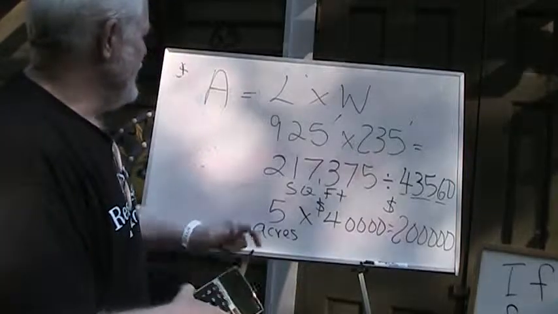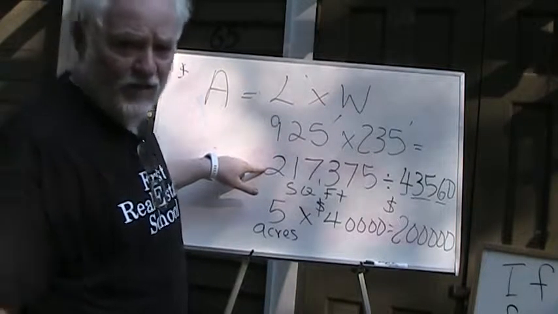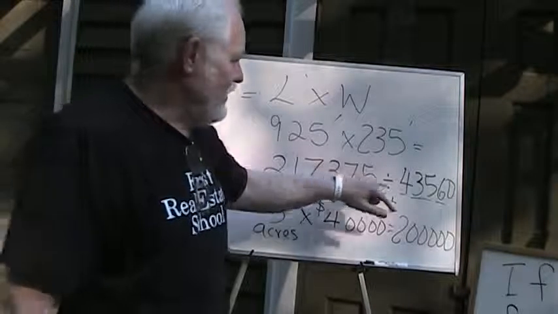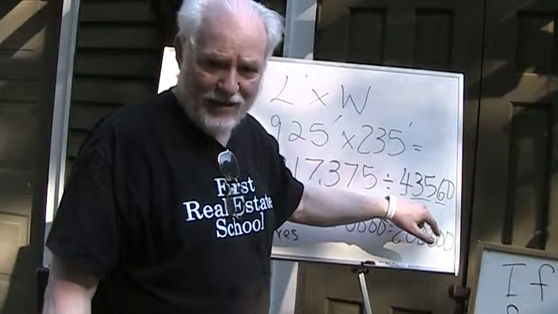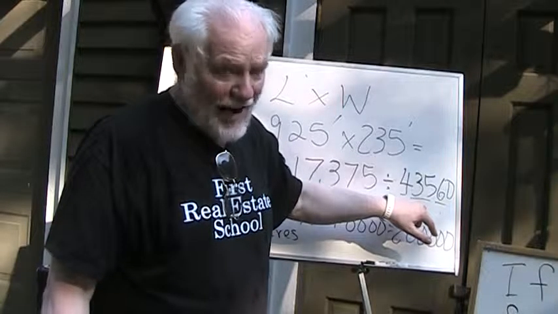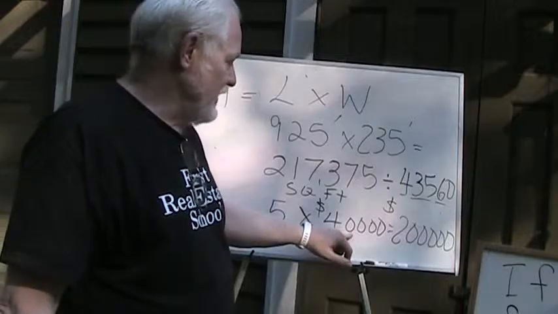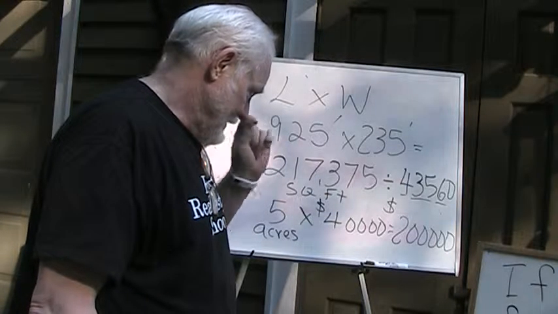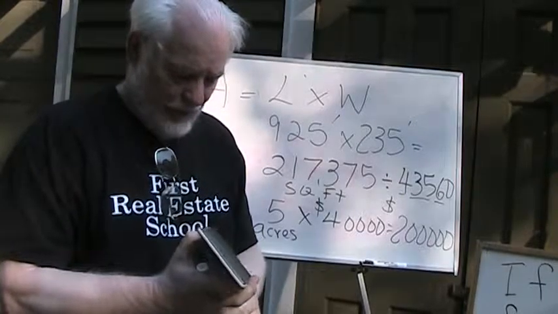So we took the length times the width to give us the total number of square feet in the property. We divided that by the number of square feet in an acre. We got that number memorized, and that gives us the number of acres. It costs $40,000 per acre, and so that comes to $200,000.